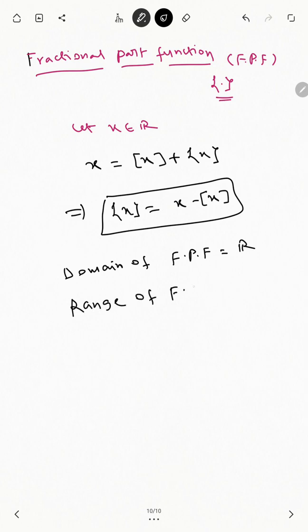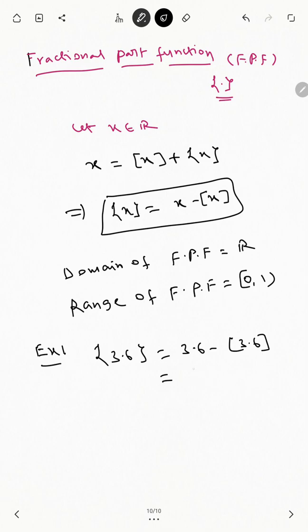the range of the fractional part is 0 to 1 only. So for example, tell me what is the fractional part of 3.6? How to write it? From the definition, this one: 3.6 minus the integer part of 3.6. So 3.6 minus 3, because it is the integer part, we are getting 0.6.